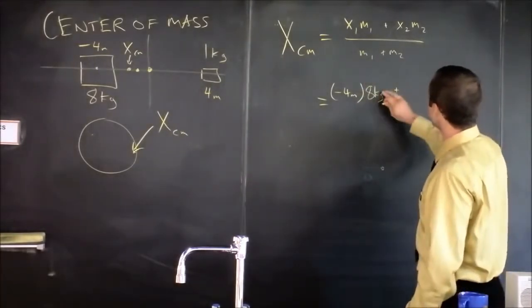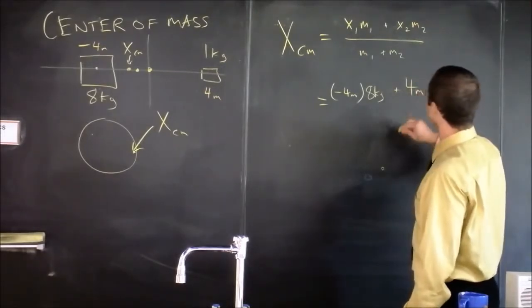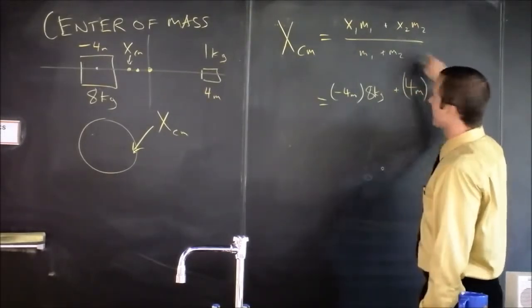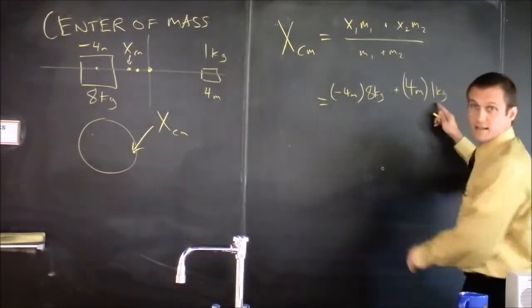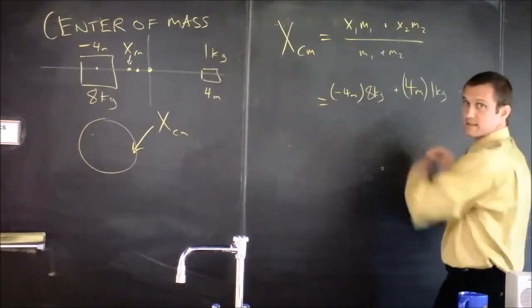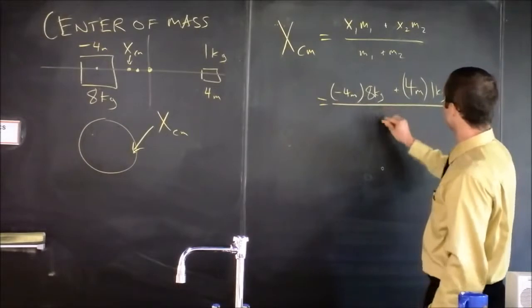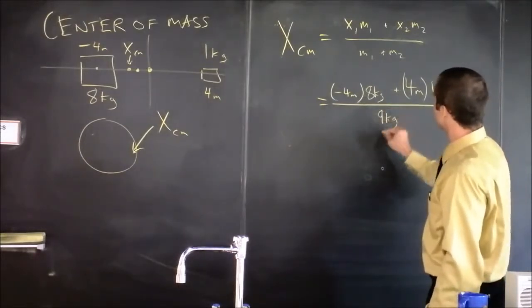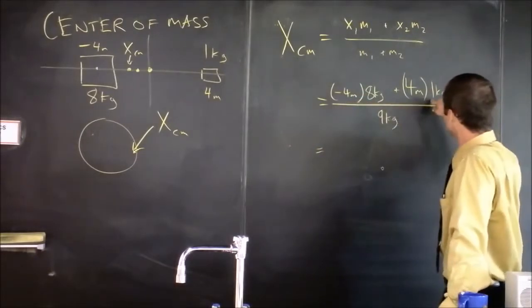And then I want to add on the position of mass 2, which is at +4 meters, and multiply that by the mass of m2, which is 1 kilogram. Notice it has a weaker weighting in the equation. It is less significant because it has significantly less mass. And then we're going to divide this by the total mass, which in our case is 9 kilograms. And we get, this is -32 and this is 4.